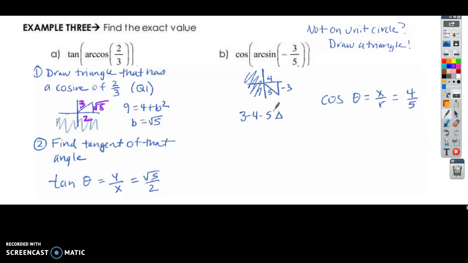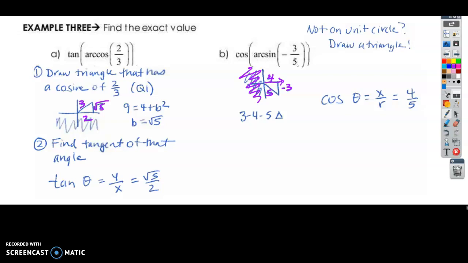For B, when you draw your triangle, you're drawing a triangle with the sine of negative 3/5. When the sine is negative, and again, we're doing inverse, so you have to restrict the range. It's going to have to be in the fourth quadrant. The hardest part is drawing the triangle, really. Once you get the sine is the opposite over the hypotenuse, then you Pythagorean theorem it, unless you know it's a 3, 4, 5 triangle, to find the missing side. That's a positive 4 because we're going to the right.